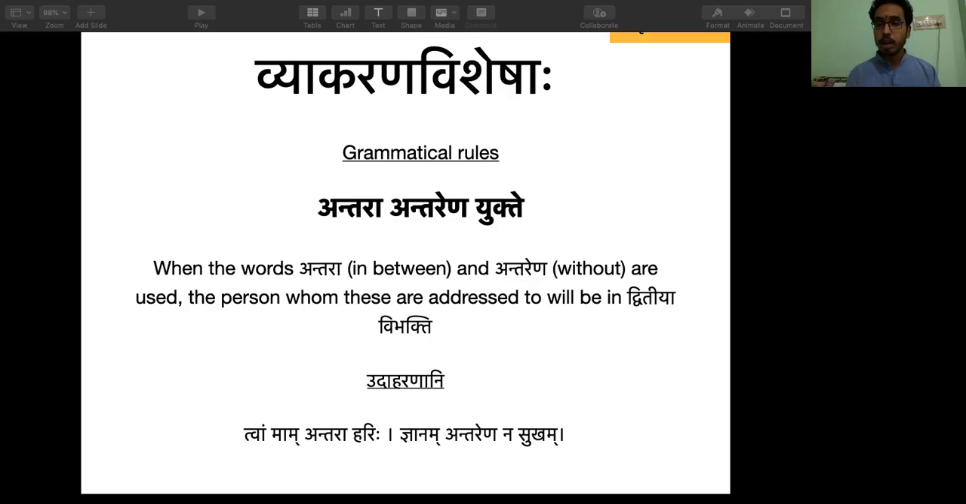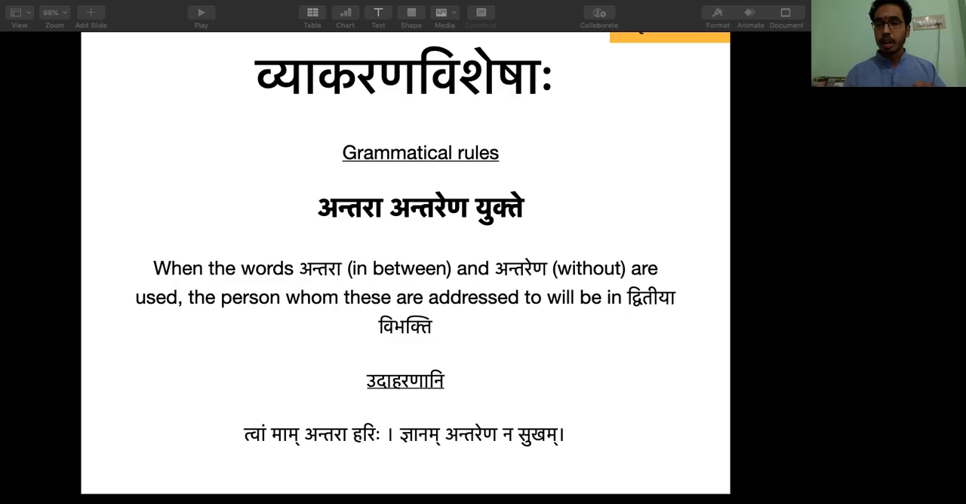Hence, without what are you not happy? Without Jnana. So you are addressing it to Jnana. Hence, Jnana will get Dvitiya Vibhakti. Tvam Mam Antara Harihi. Jnanam Antarena na Sukham. So these two words, Antara and Antarena: with Antara, the two people in between whom something is being discussed will get Dvitiya Vibhakti. With Antarena, the thing without which you are discussing will get Dvitiya Vibhakti.